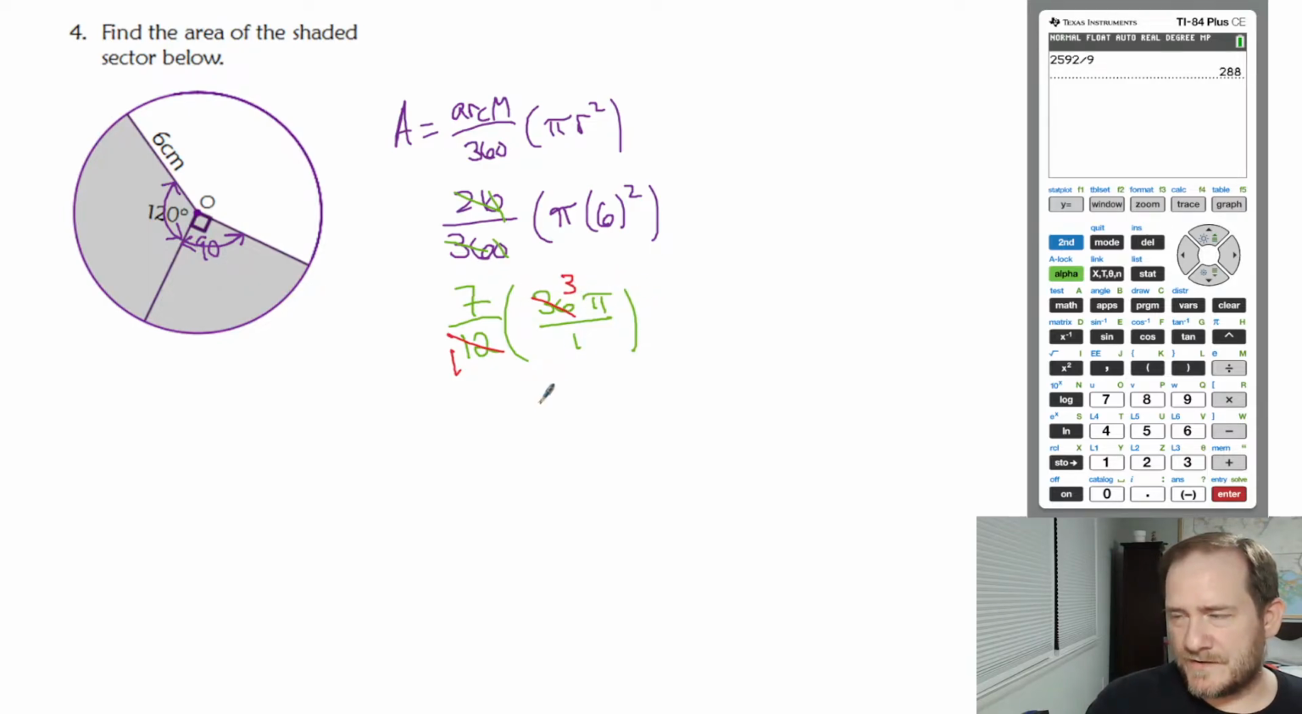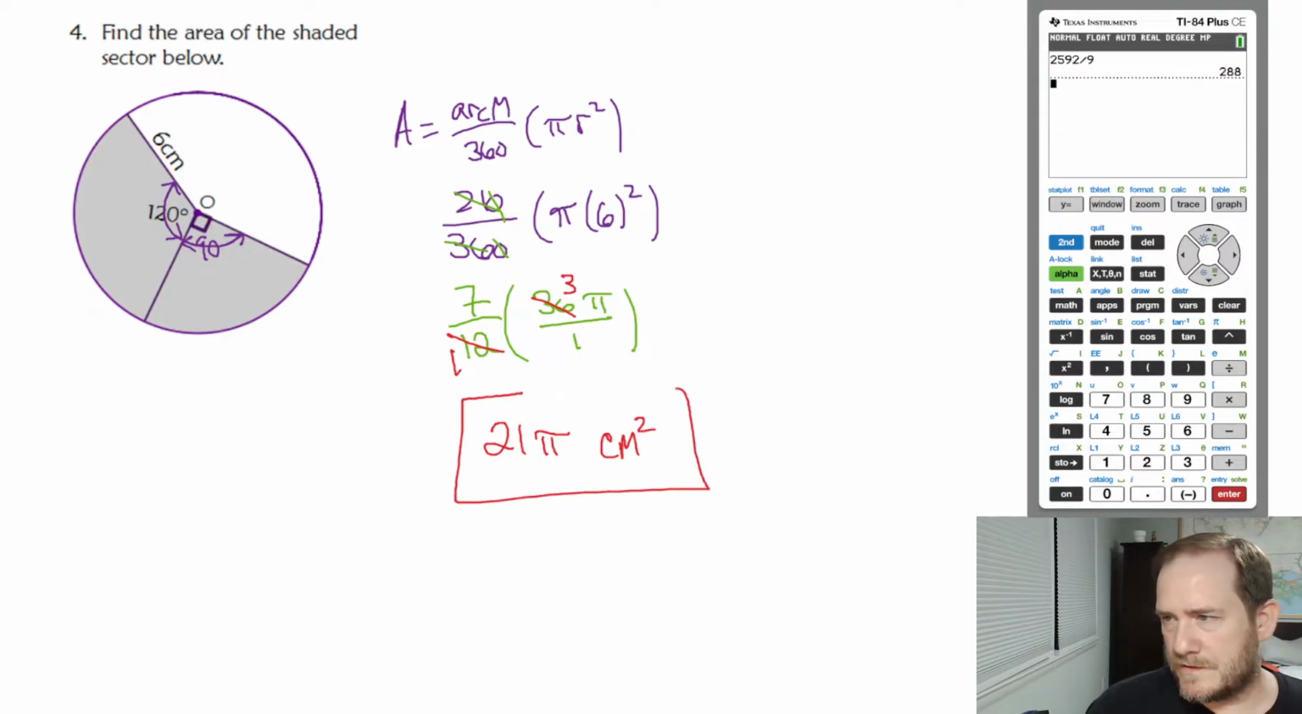Now multiplying across the top gives us 21 pi, and the denominator just gives us 1, so we don't need that. Simplify that. This was area, so this is square centimeters. And that's another one down.